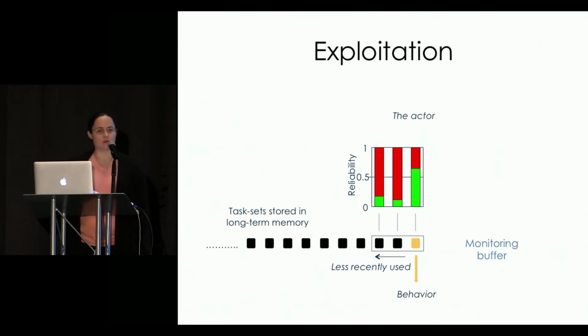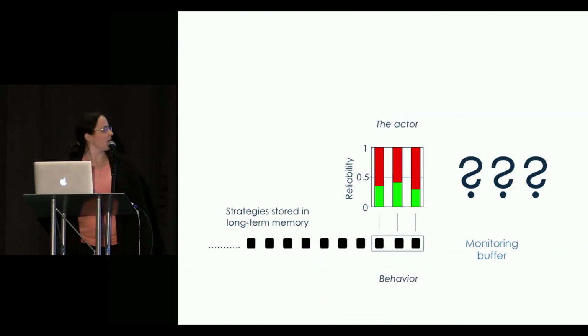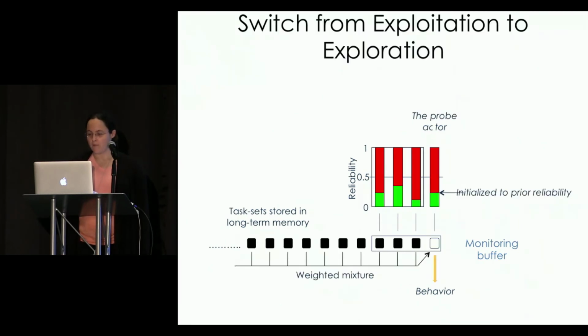But as soon as you get into a situation where you're not confident about any of the task sets, which you could decide with a threshold, and in our case we just decided with a 0.5 threshold, you might give yourself the opportunity to create a new task set, to probe for the need to create a new task set. So in this case, the model creates a new probe actor that is responsible for decision and learning, while at the same time monitoring what's present in the buffer.